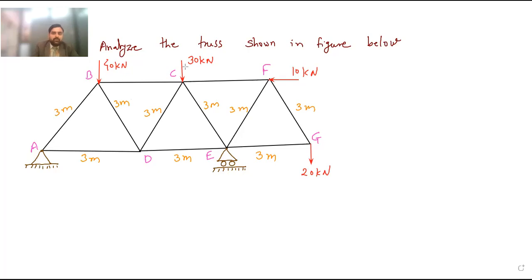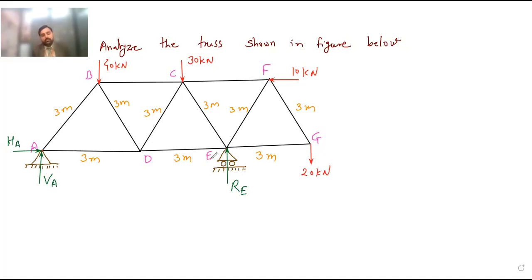So first of all, I will show the reactions over here. At point A, hinge support is there. So two reactions are there, VA and HA: vertical reaction and horizontal reaction. At point E, roller is there, but it is rested on a horizontal surface. So there is only one reaction, which is vertical. So I will call this reaction RE. This reaction is VA, the vertical reaction at A. Horizontal reaction at A is HA. So this is the given truss now.